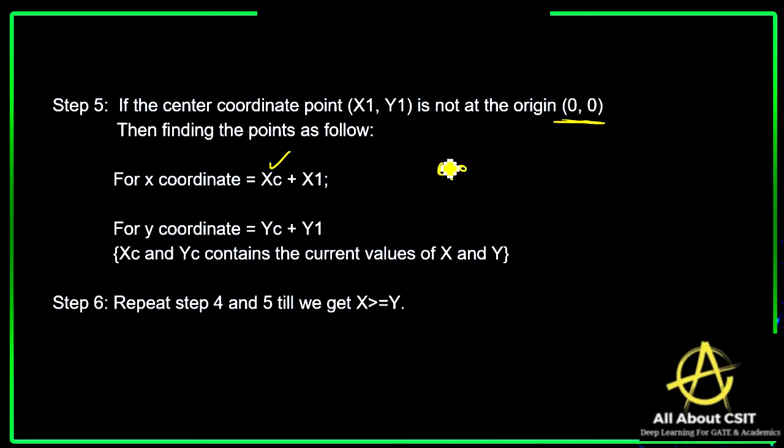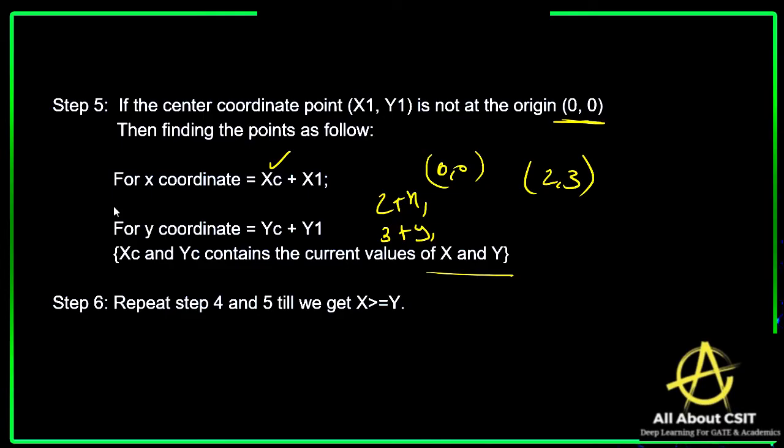Suppose it does not start with 0, 0, then add whatever value they are given, here 2 plus x1 and 3 plus y1, whatever the value is. Then for all the values, you have to do that. For the x coordinate, xc plus x1, for the y coordinate, yc plus y1. Xc and yc contain the current values of x and y.